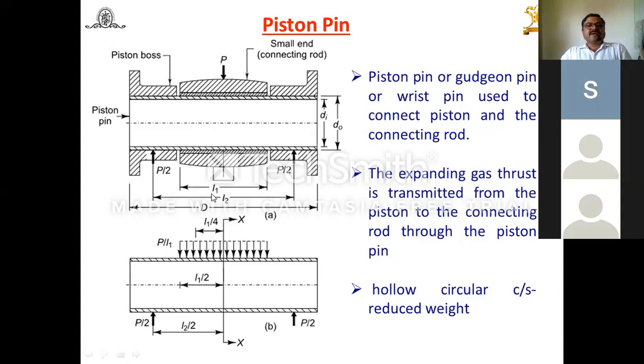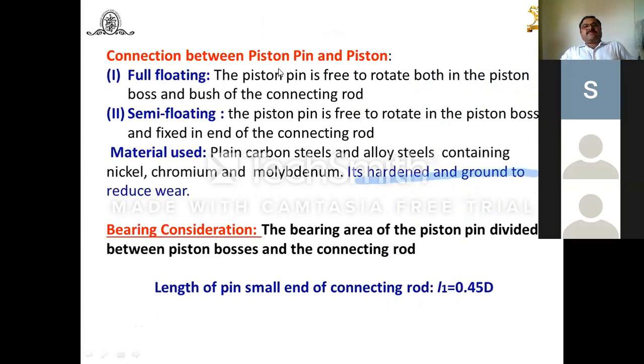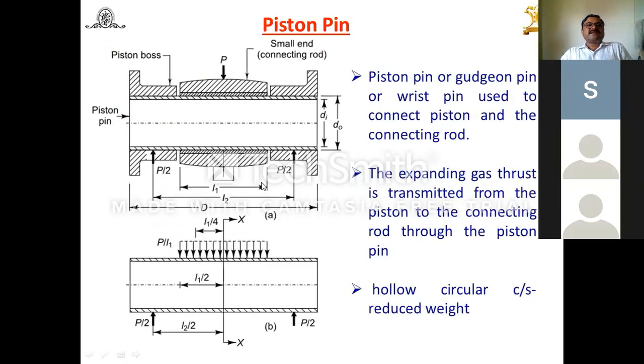Now again, what we have to do is find the bending moment here. Let us see this arrangement of the piston, which is full floating and semi floating. Floating means the pin moves freely, that is, the piston boss as well as the small end of the connecting rod, and the piston pin moves freely.